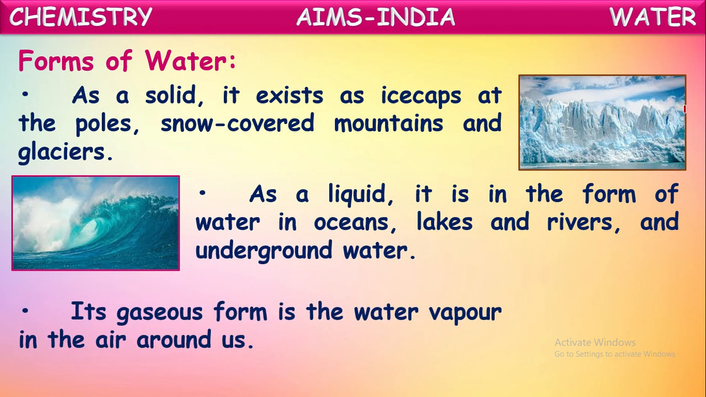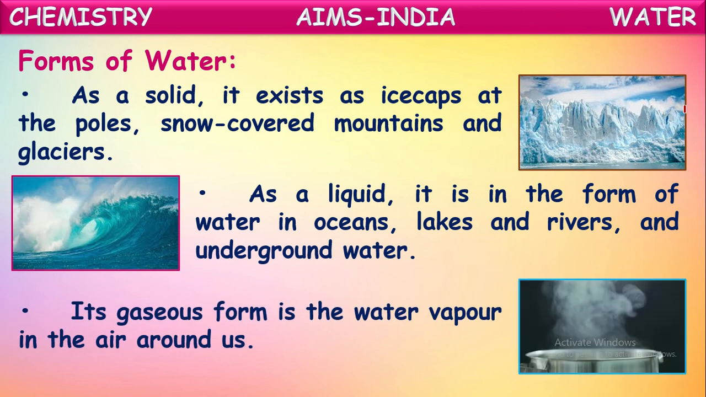Next, gaseous state. Its gaseous form is the water vapor in the air around us. So if you heat water, we see water converting into water vapor form. Without heating also, there exists some quantity of water in the water vapor form in the atmospheric air. You might have already studied in the lower classes how to prove the presence of water vapor in the air. Did you? Yes, you might have. So what is that experiment?